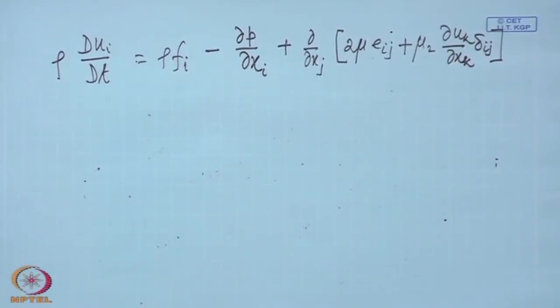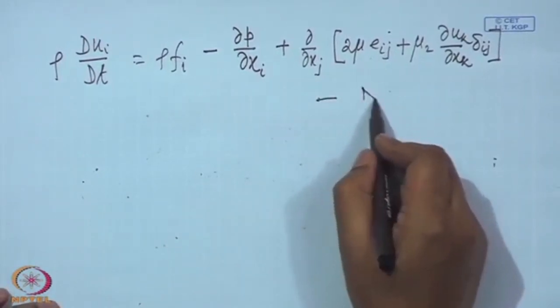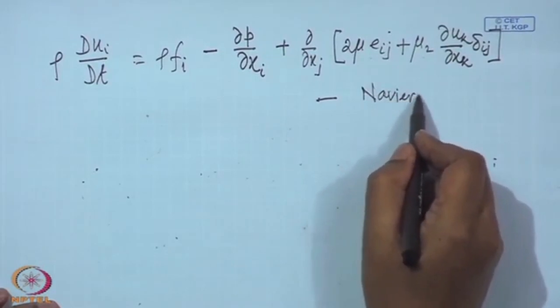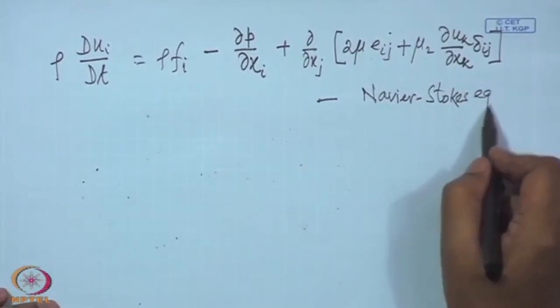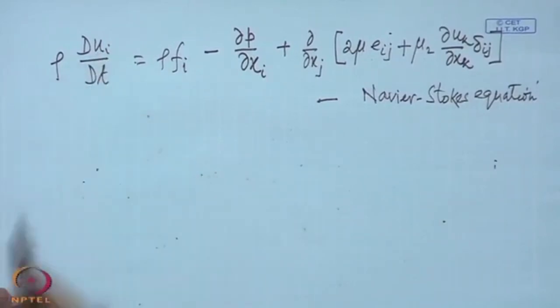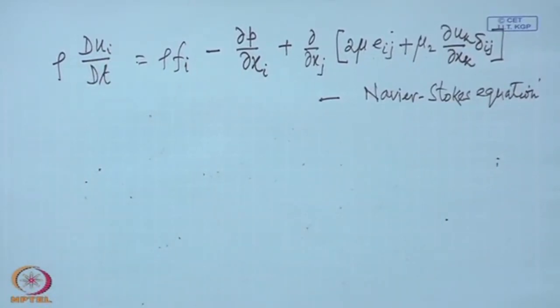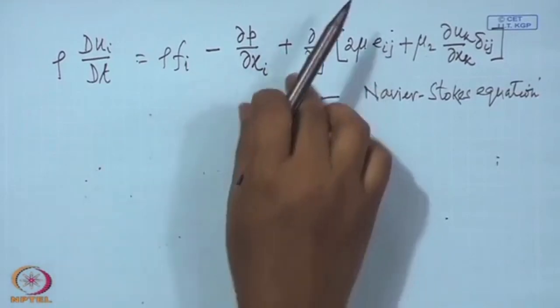Now, let us once again go back to our deviatoric stress tensor. This is the general case. This equation is known as the Navier-Stokes equations. Of course, it is a vector equation for each component of momentum. I can take the value of 1, 2, 3, each will give one equation for each direction. Momentum equation in three directions. So, there are three equations here.